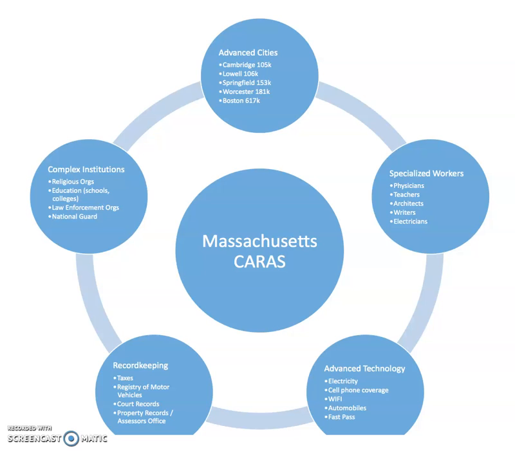I wanted to create a short video today that looked at a contemporary example of a civilization. So I'm using Massachusetts as the state, as the example of a civilization. When I use the acronym CARAS, I'm looking at the 5 characteristics of a civilization: C for complex institutions, A for advanced cities, R for record keeping, A for advanced technology, and S for specialized workers.